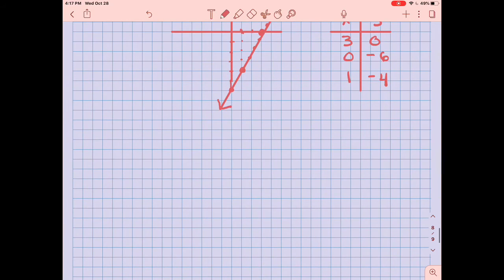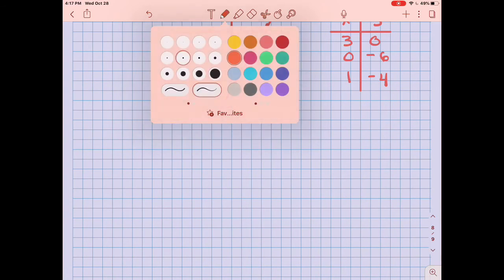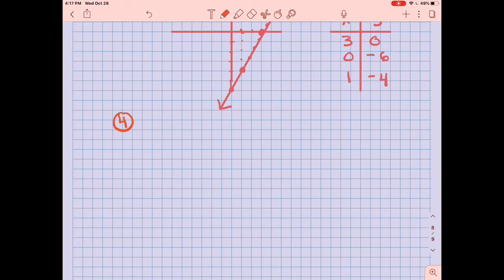All right, in number 4, new color, I need to graph this line, 3x plus y equals 9. Again, you can choose whichever method you want. Let's do the table, and let's choose 0 and 0 and get our intercepts and make a table. We'll just do both at the same time.